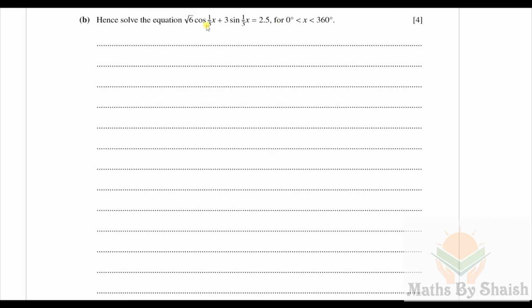We have in the previous part this as theta and this as theta. So we have written this left hand side as root 15 cos of theta minus alpha, where alpha was 50.77. So here this is the same as this, we can write it as root 15 cos of, in place of theta it is 1 by 3x, minus 50.77. These are the equivalent form of it, and hence we need to solve this equal to 2.5.